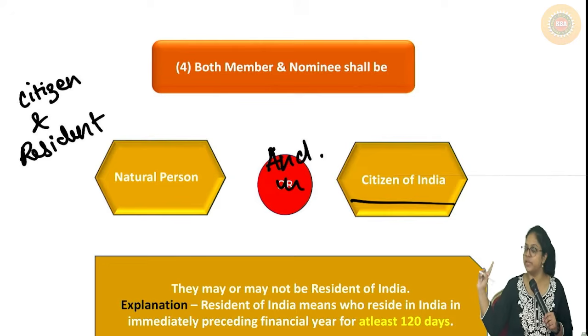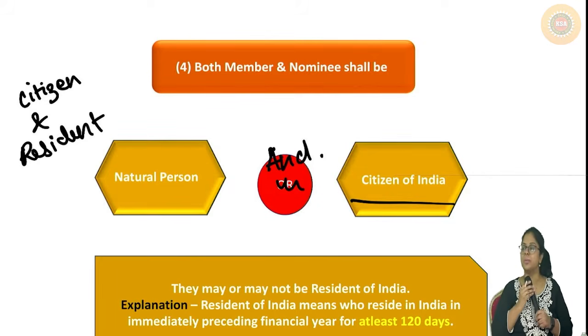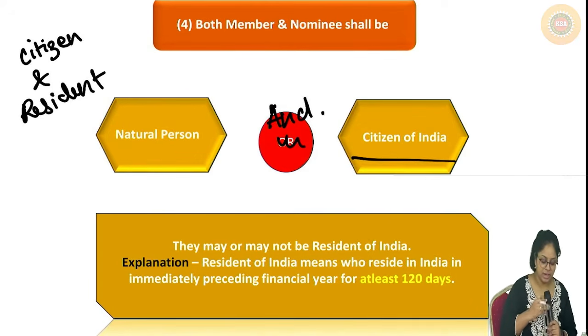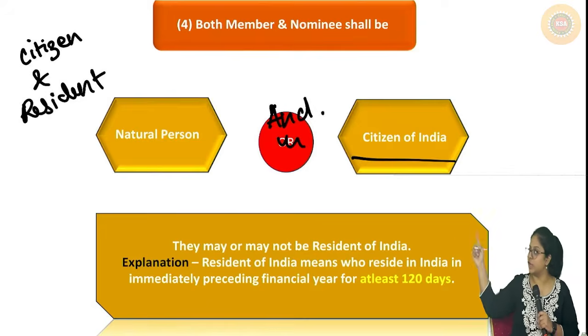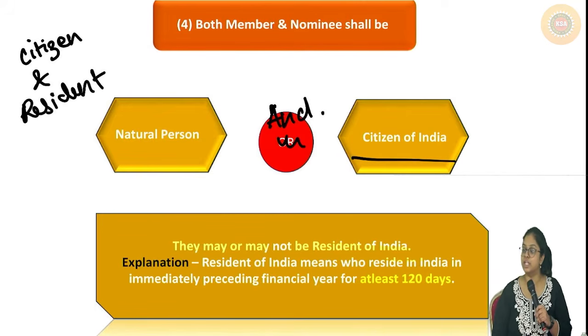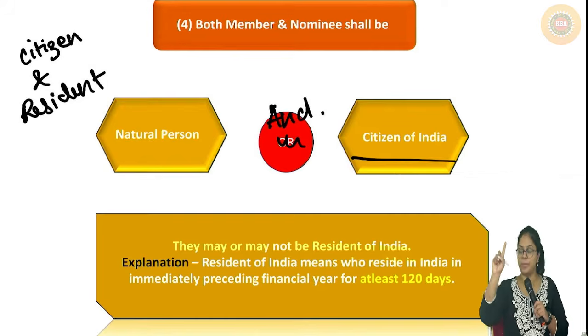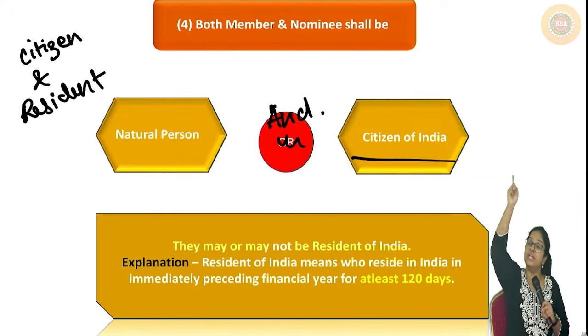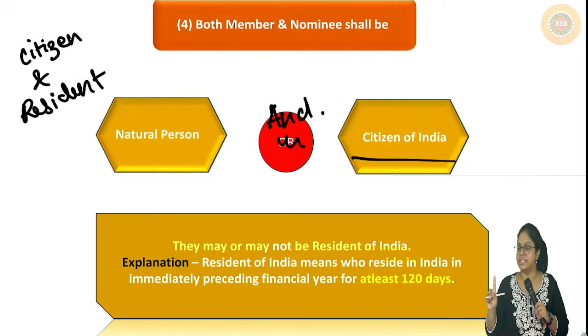First condition is you need to be a natural person and you have to be a citizen of India. Previously there was a different law, now an amendment has come and they are telling you may or may not be a resident. So it is important that you should be a natural person and a citizen of India, but you may or may not be a resident of India.